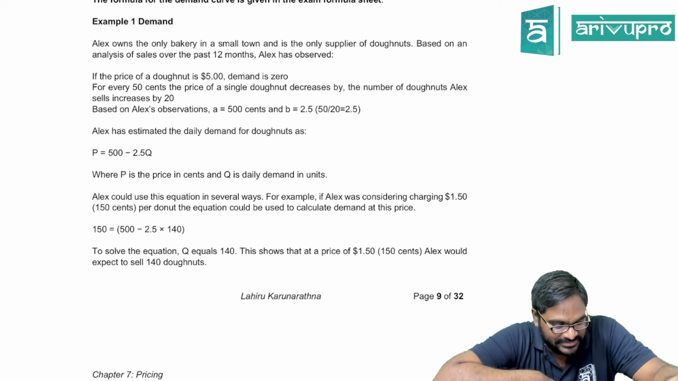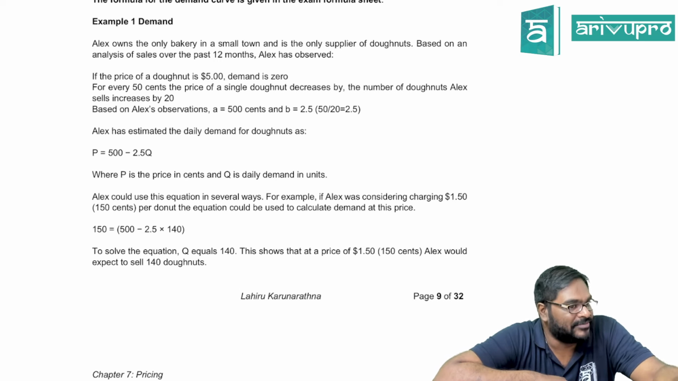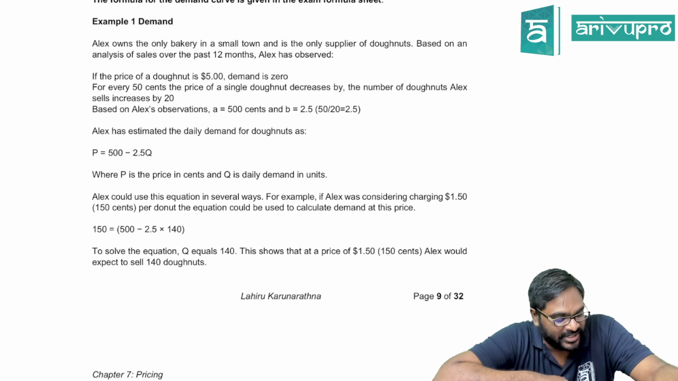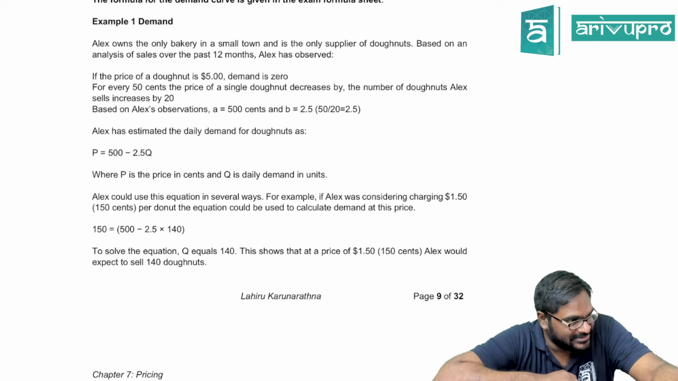And Alex could use this equation in several ways. Number one, Alex was considering charging 1.5, that means 150 cents per donut. So that means he is planning to price at 1.5. So how much quantity he should sell will automatically come from the formula now, isn't it? For P to be 150, how much would be the Q? Just do the formula. Are we okay? Clear?